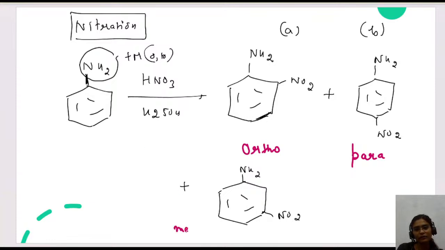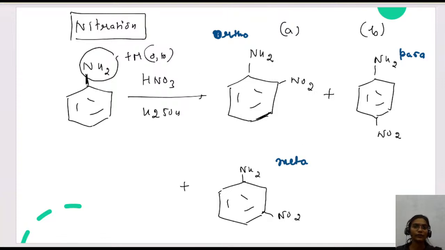So it's my meta. Let me just remove this. Okay, it's ortho, it's para, and it's meta. Now let's see the percentages, and it's a bit problematic. Let me just show you how it looks. So meta is 2%, and ortho is only 2%. But why? Why is this the problem?